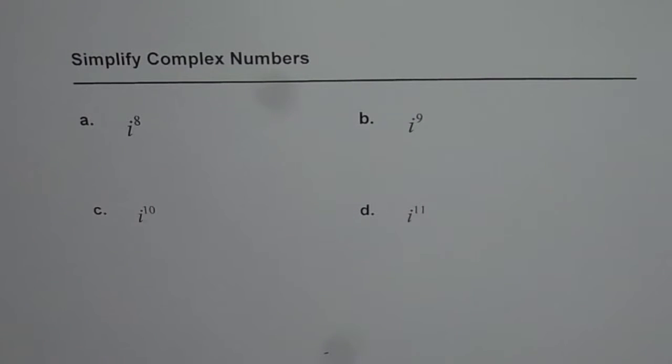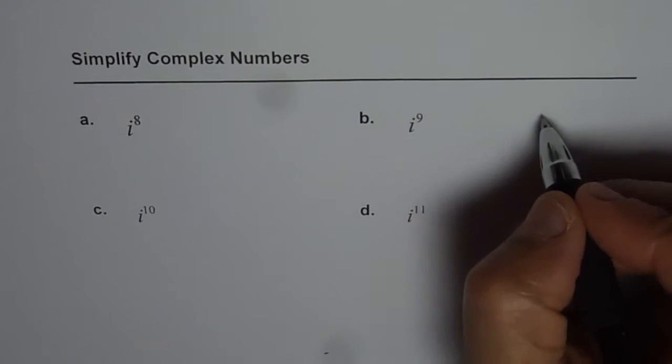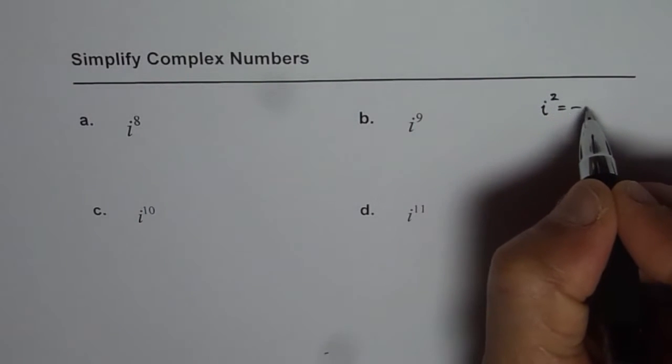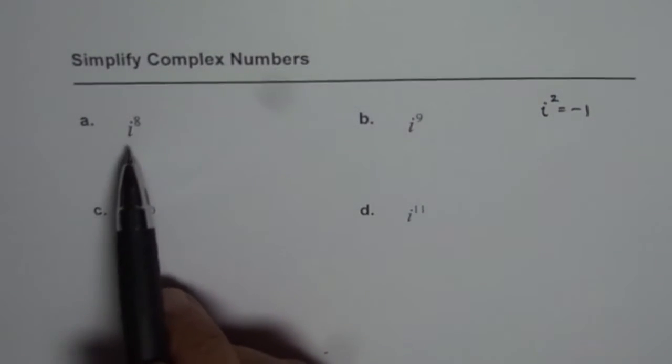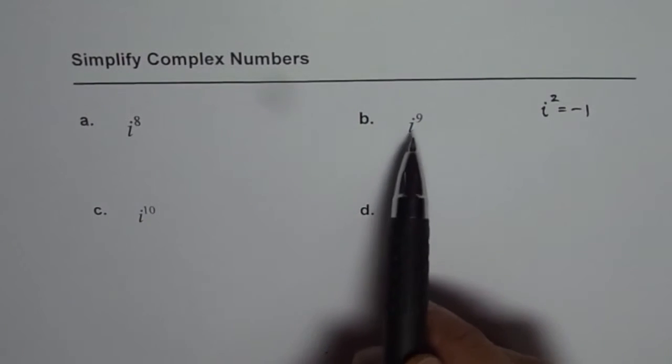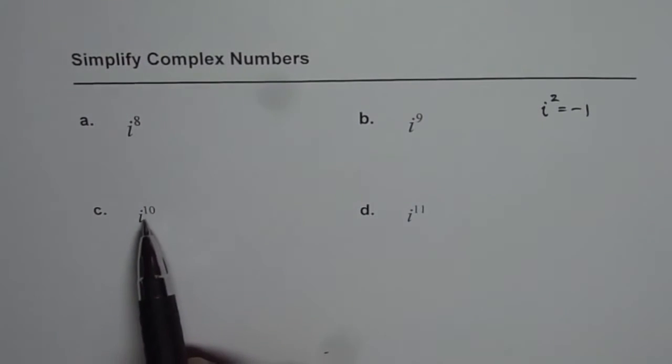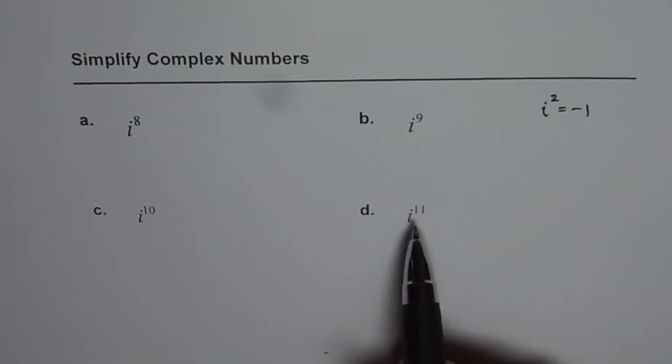We are looking into powers of i, the imaginary number. As you know, i squared is negative 1. We need to evaluate all of these. The first one is i to the power of 8, then we have i to the power of 9, i to the power of 10, and i to the power of 11.